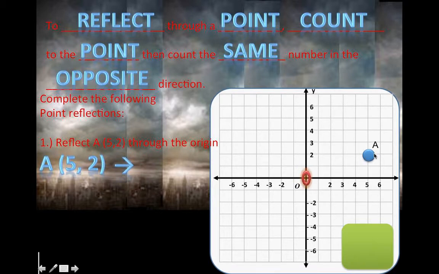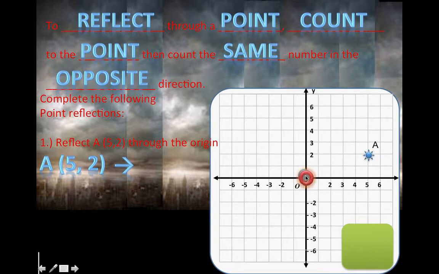We're going to go ahead and count how many spaces to get to the origin here. Now you can't count a straight line, so we're going to have to count over and down. So we have to count over 1, 2, 3, 4, 5. And we have to count down 1, 2 spaces to end up on the origin right here.